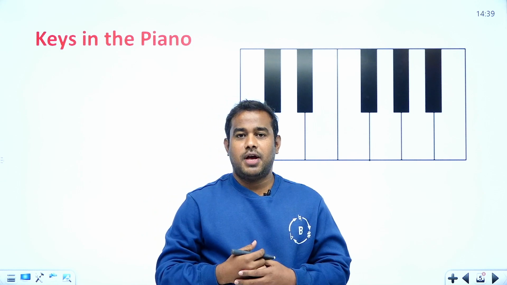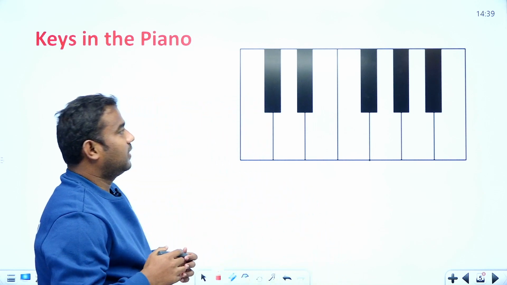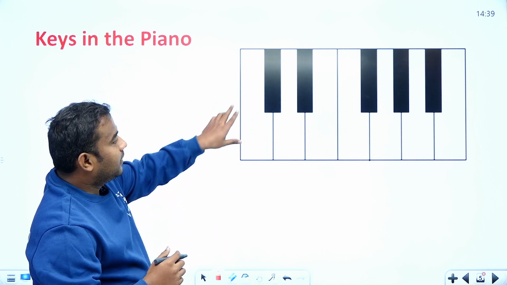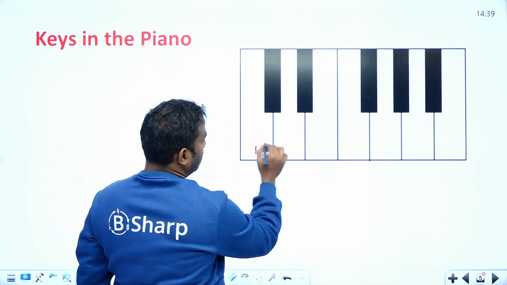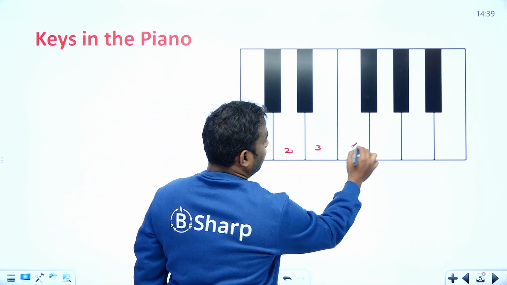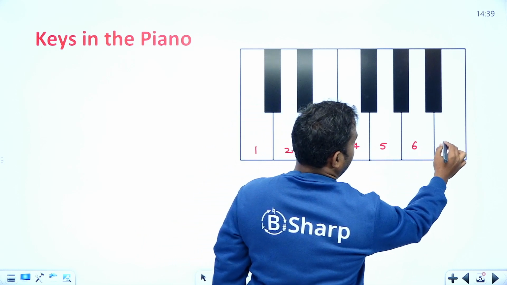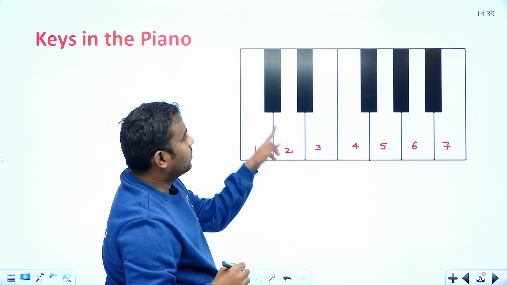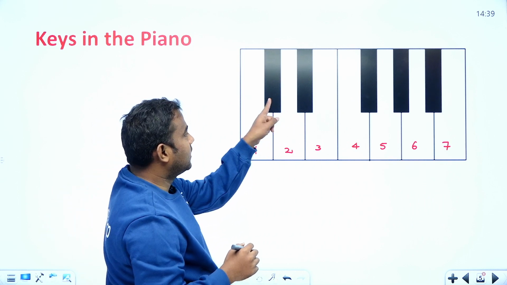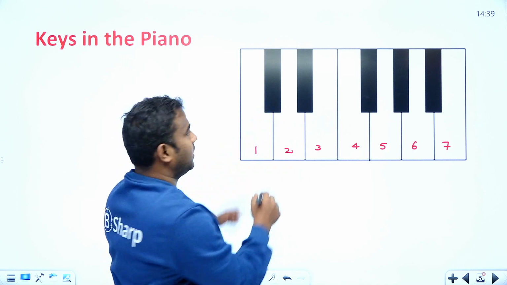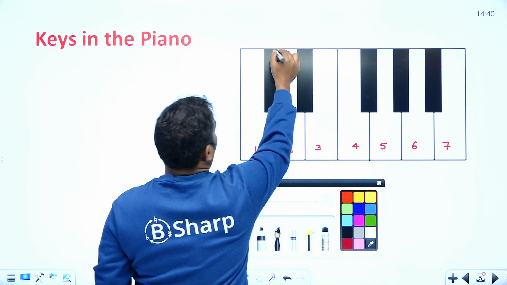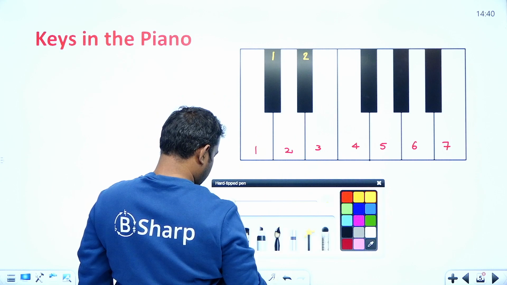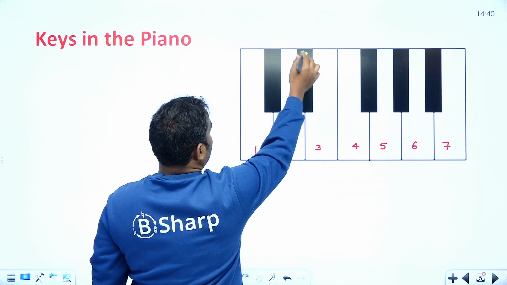Whenever you look into the piano or any keyboard, you will observe a set pattern here. There are 1, 2, 3, 4, 5, 6 and 7 white keys. In between these white keys you will also observe some black keys, right? In between 1 and 2 you have one black key. I'll write this with Roman numerals so you will not have any confusion.